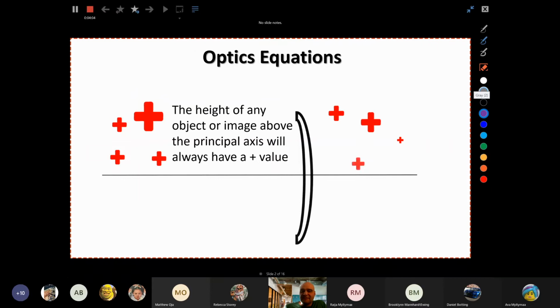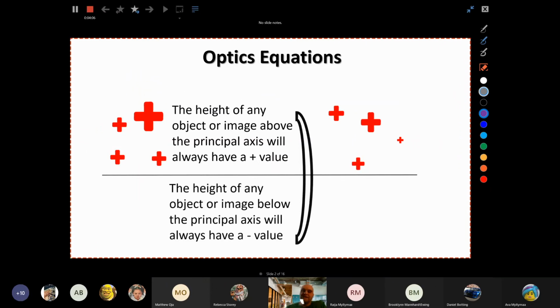So if we have a positive height, if the image is upright, it has a positive value. And then the exact opposite is true below the line. If our image is pointing down, it's going to have a negative value. So it could be negative 2 centimeters, negative 3 centimeters, I don't know. So just put a bunch of positives above and a bunch of negatives below. And then we're going to draw another one of these on the next slide and talk about distance. Maybe you can figure that one out in advance.